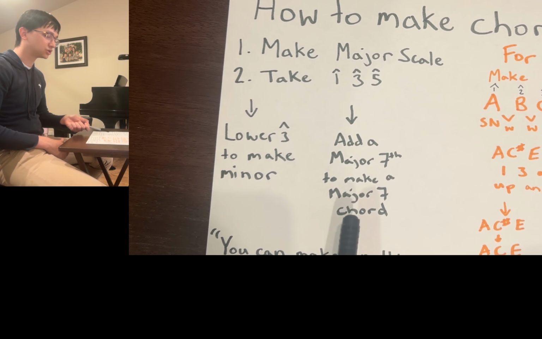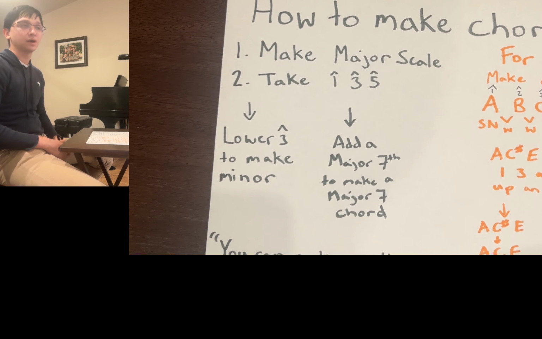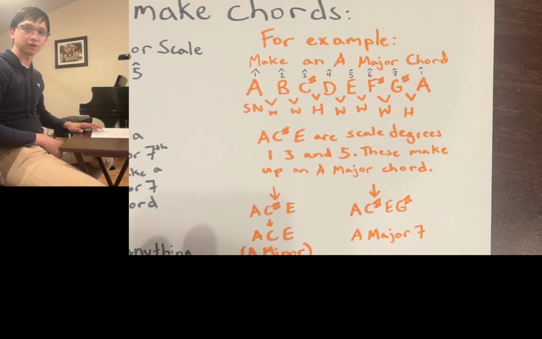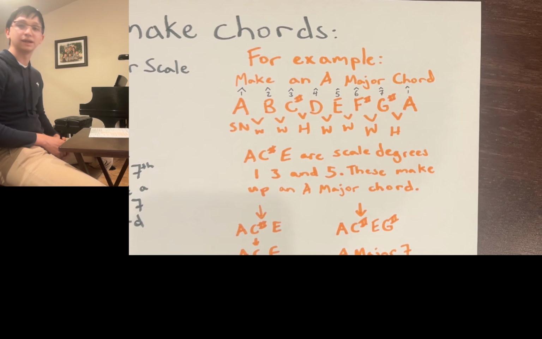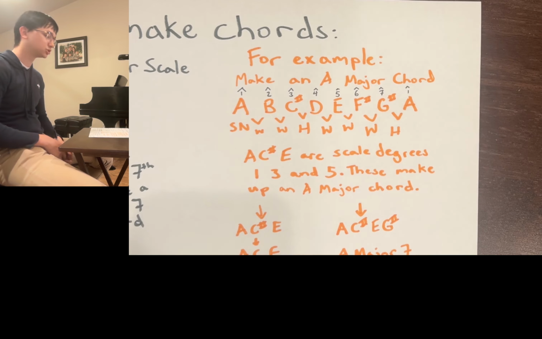Notice how this is major 7 and this is major 7th. Whenever we have that TH at the top, we're referring to the interval, so the distance between one letter and the other. Major 7, we're referring to a variety of notes. But here's an example over here in orange of how to make an A major chord. And then from there, of course, making the A minor chord and then an A major 7.